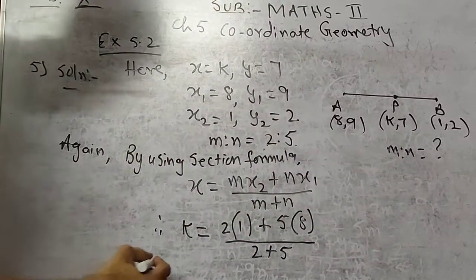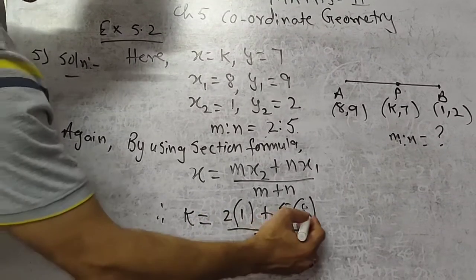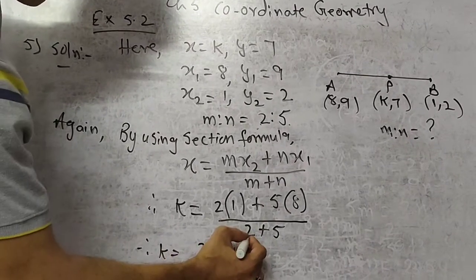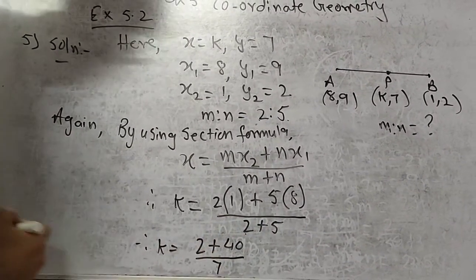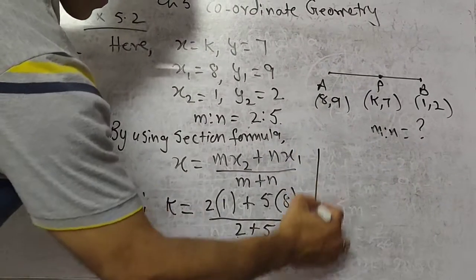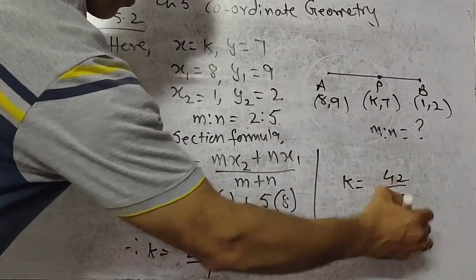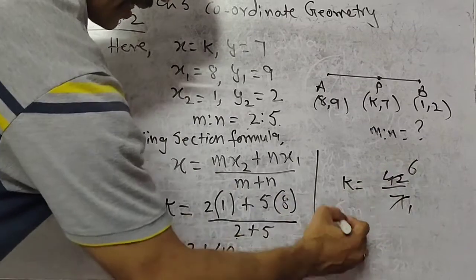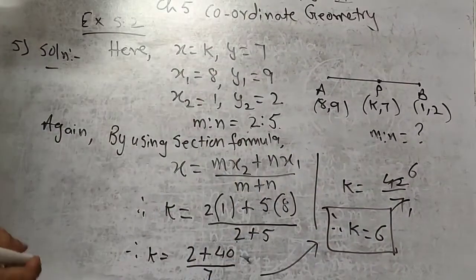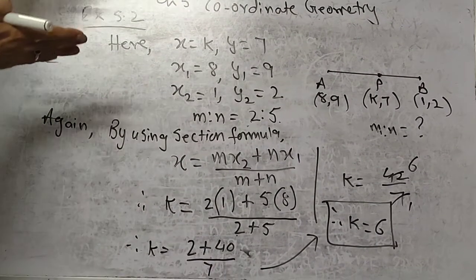So very easy. Okay, therefore k is equal to 2 ones are 2 plus 8 fives are 40, upon 5 plus 2, 7. So you will get k is equal to 40 plus 2 will be 42 upon 7. 7 sixes are 42, and therefore k is equal to 6. Very easily you are getting the value of k. K is equal to 6. Please copy it down.